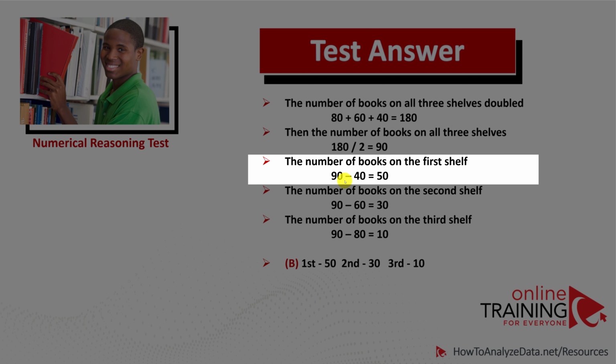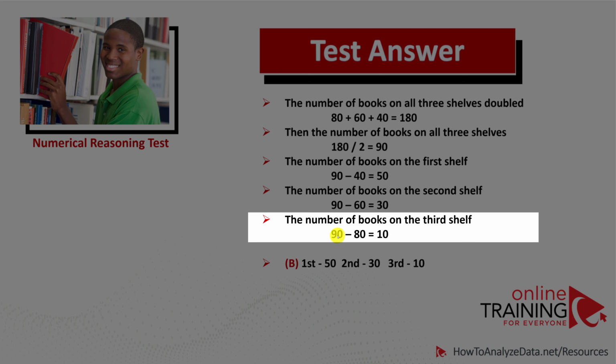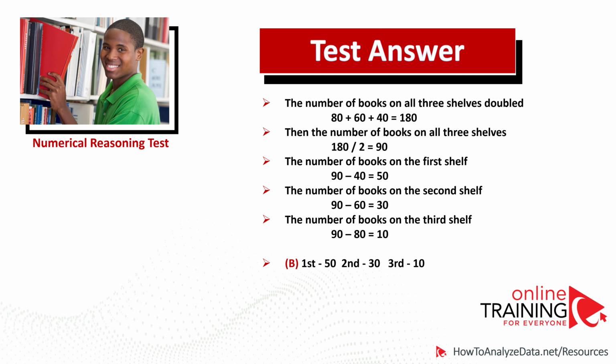Now, having this number, we can easily calculate the number of books on the first shelf, because we know how many books are on the second and third shelves. To calculate the number of books on the first shelf, we need to subtract 40 from 90, and we'll get 50. The number of books on the second shelf can be calculated by subtracting 60 from 90, which would be 30. And the number of books on the third shelf would be 90 minus 80, which is 10. So the correct answer here is choice B, 50, 30, and 10. Hopefully you've nailed this question and now know how to solve these types of problems on the test.